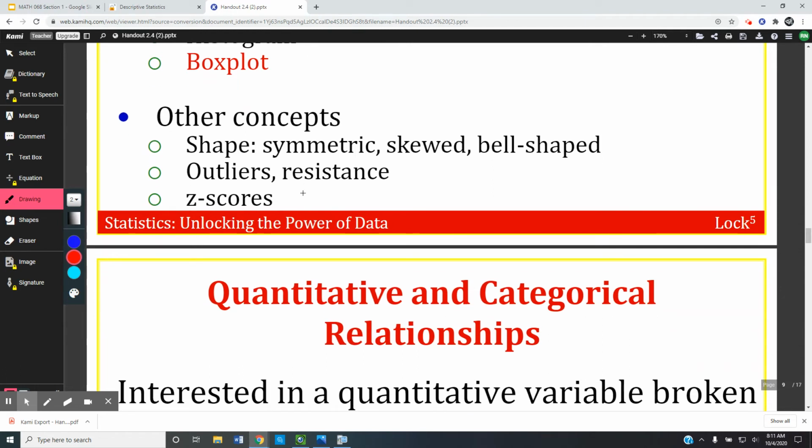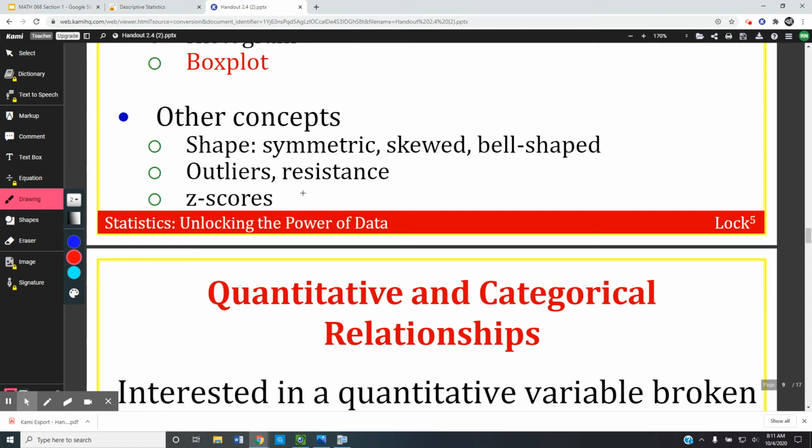Other concepts are the shape and the symmetry. Remember, it's skew based on outliers. Outlier data pulls your data towards the skew direction. When we talk about outliers, some are resistant and some are not. Depends. And the z-score is a calculation that you need to know, where you take x minus x bar and divide the entire thing by the standard deviation.